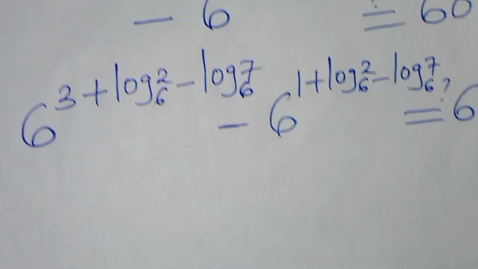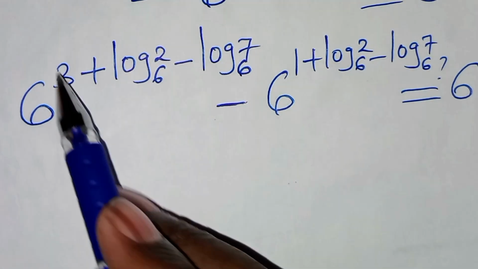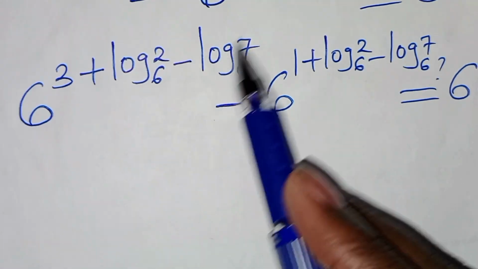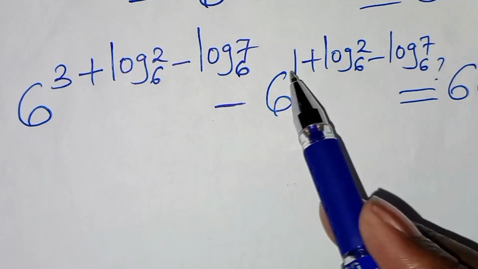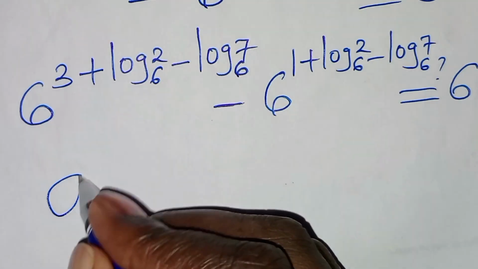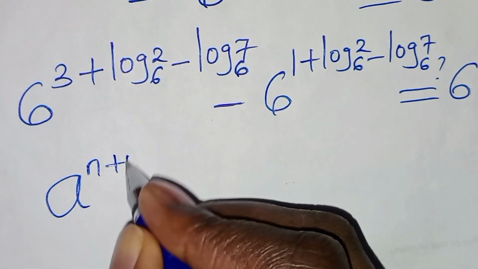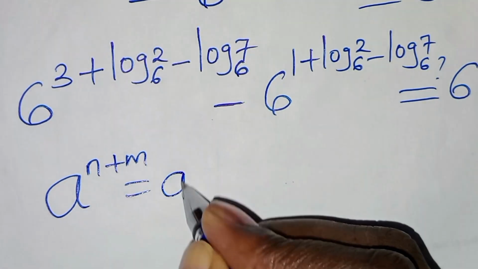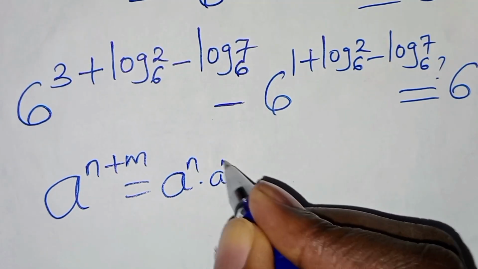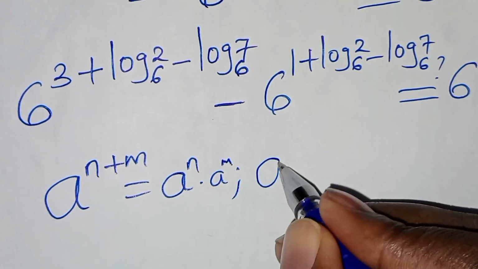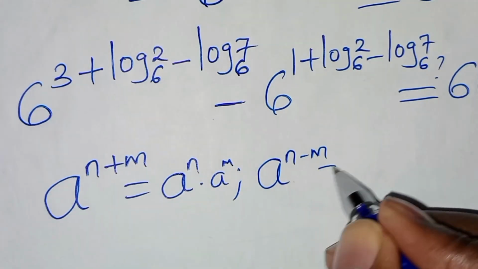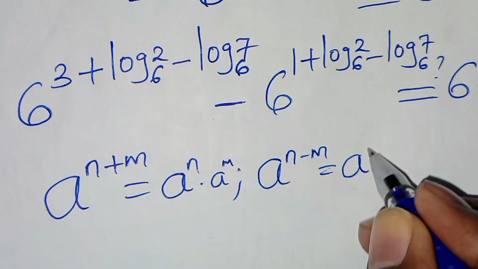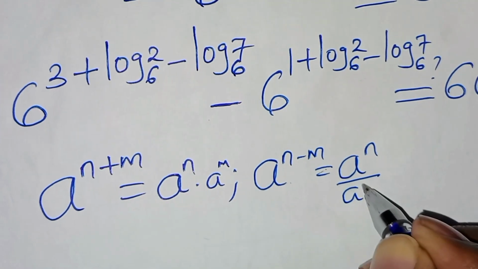Now, the next step is that 6 to power 3 plus log 2 to base 6 minus log 7 to base 6. This is actually in the form of a to power n plus m, which we can express as a to power n times a to power m. And again, this is in the form of a to power n minus m, which we can express as a to power n divided by a to power m.